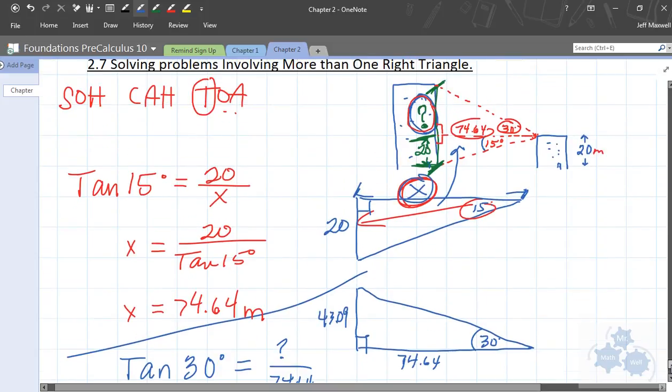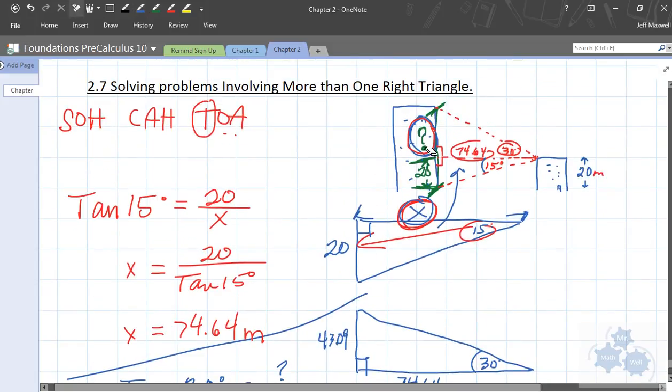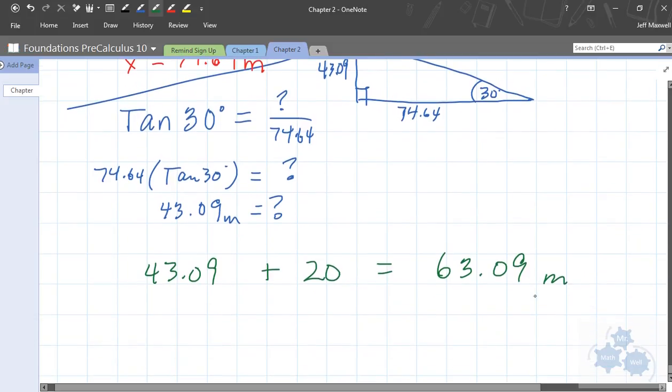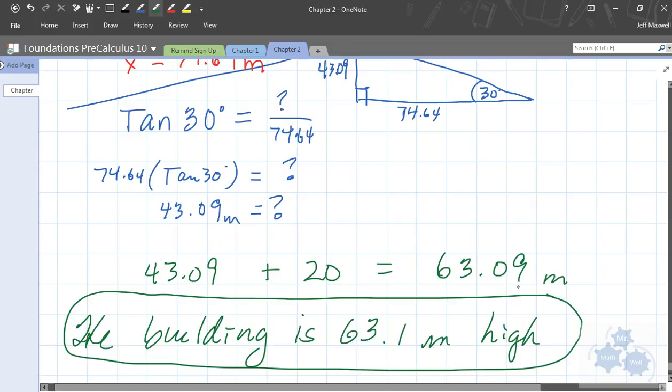And so on our original diagram, this is why it's a good idea to draw a diagram, and one that's big enough where you can put values on when you find them. And so here we have 43.09, and the height of the building now can be determined. It's 43.09 plus 20 is 63.09 meters. It's a word problem, so you would finish with a word sentence saying the building is 63.1 meters high. The question asks to round it to the nearest tenth, so that's your answer right there.